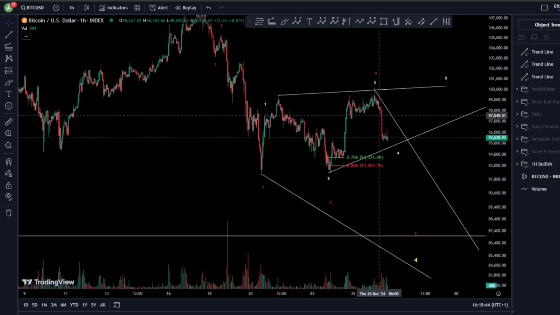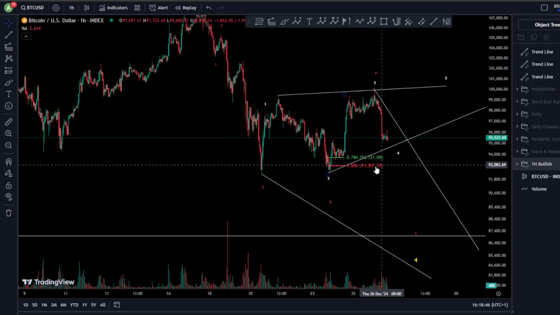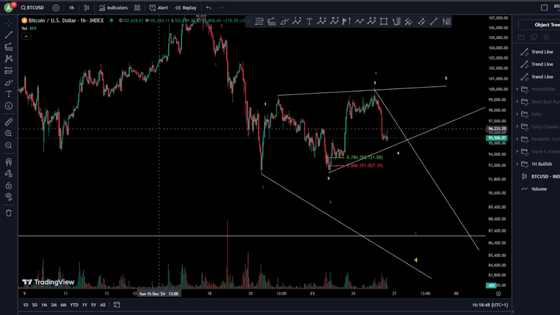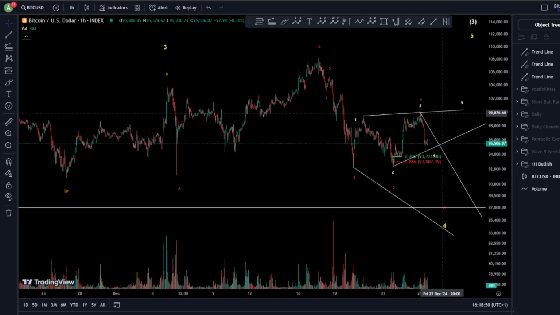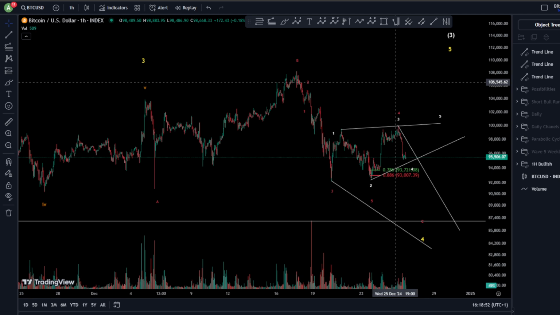We did not finish yet a correction until, of course, we see some strength and we finish this correction very nicely. So that was it for Bitcoin.